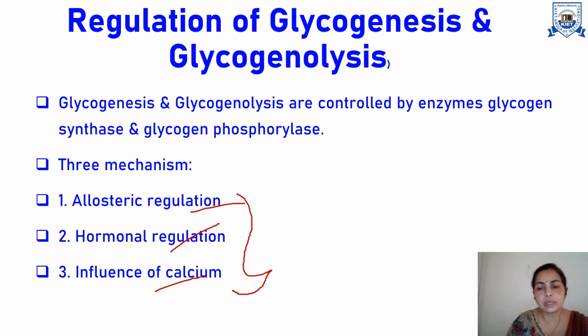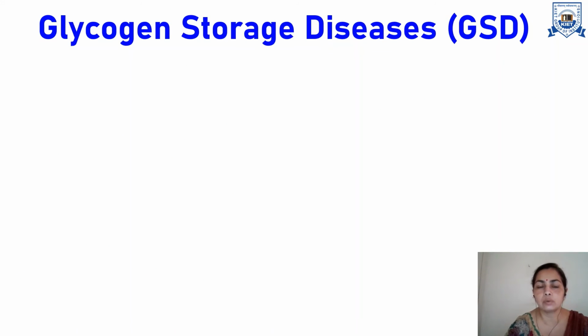During muscle contraction, calcium is released, and under the influence of calcium, this glycogen phosphorylase is activated. And in this way, glycogenolysis is initiated when there is muscle contraction. So these are the three important mechanisms involved in the regulation of these two metabolic pathways of glycogen.